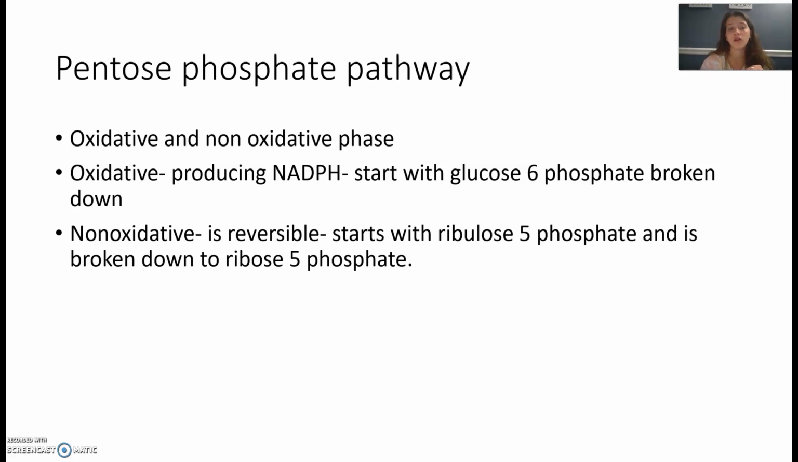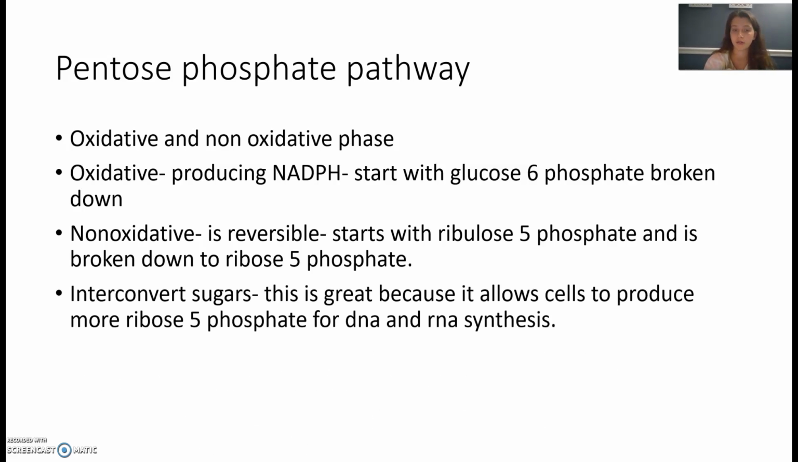And then we have the non-oxidative phase, and this is reversible. So this is what's really important in rebuilding everything, DNA and RNA wise. So this starts with ribulose 5-phosphate, and it's broken down into ribose 5-phosphate. So this is important because it interconverts sugars, and this is really great because it allows the cells to produce more ribose 5-phosphate, and this is used for DNA and RNA synthesis. So this is how DNA and RNA is made and how it's continued to be rebuilt constantly.